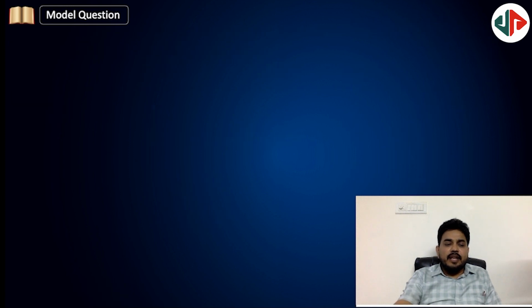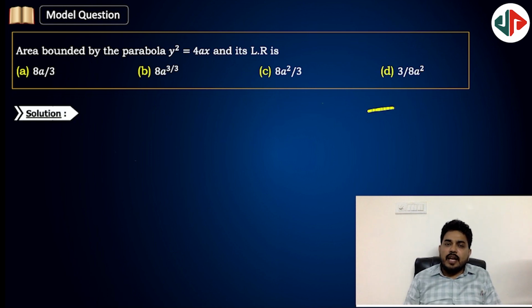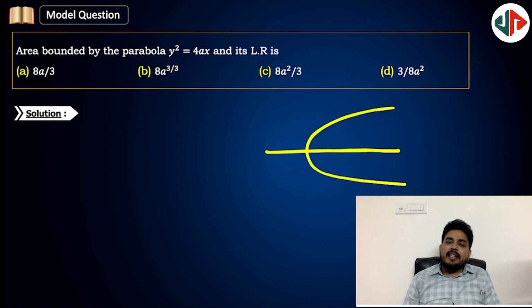Next question is area bounded by parabola y square is equal to 4ax and latus rectum. So what I'll do, I require total area, so I will take this portion. X is equal to a. So what will happen? Required area is 2 times integral 0 to a.